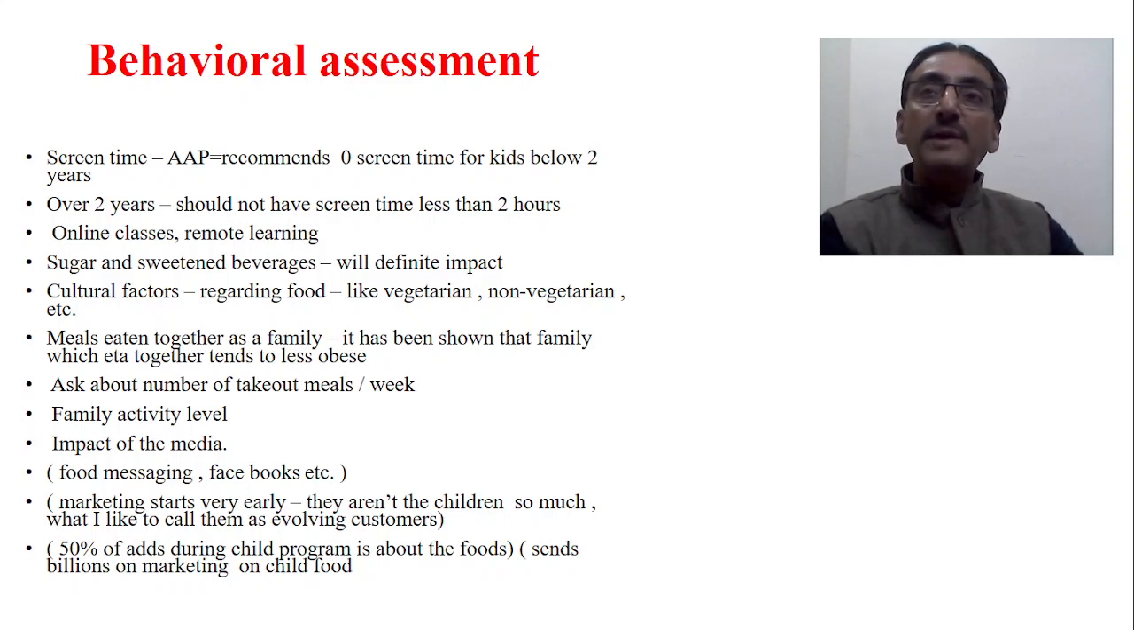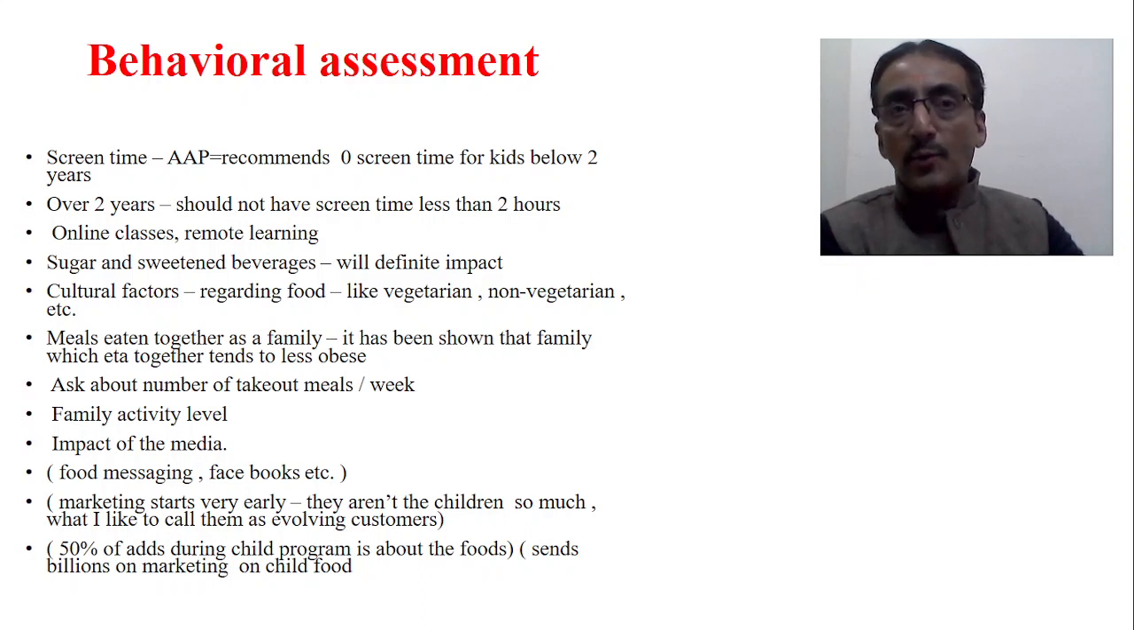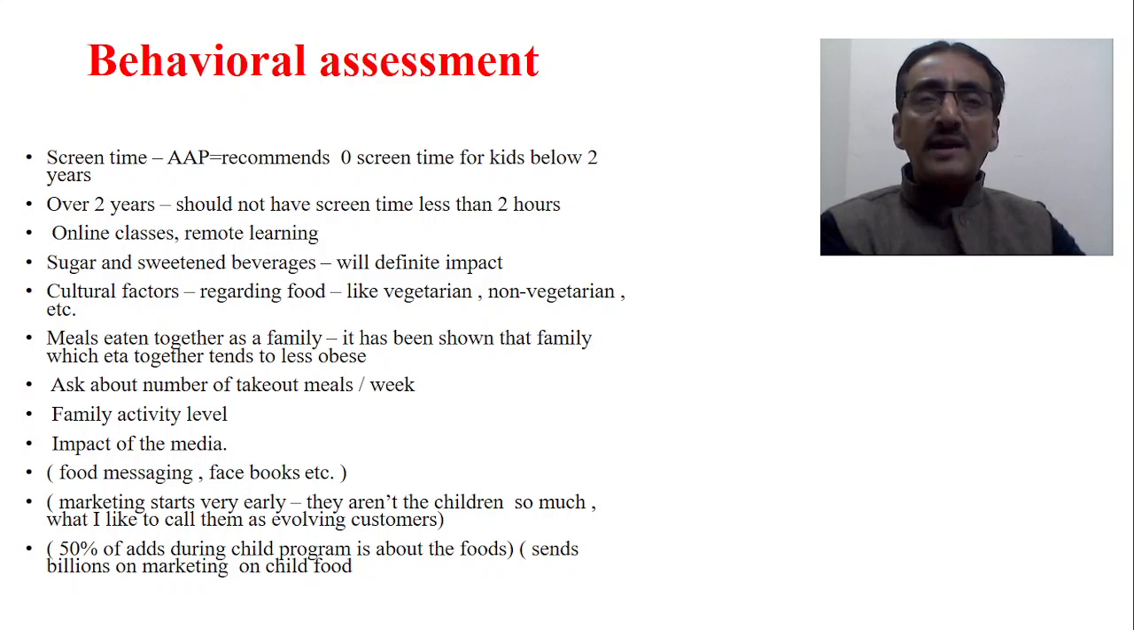Then impact of the media. What is the impact of the media? To what level do the family members believe in media? That means advertisement in the media. Okay, different print media, TV media, etc. And what is their educational level, and what is their awareness level regarding these advertisements, how much they believe it, how much they blindly follow it, and all these things are very important. Now, food messaging and food books, etc.